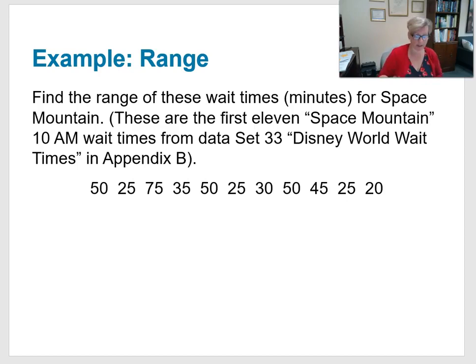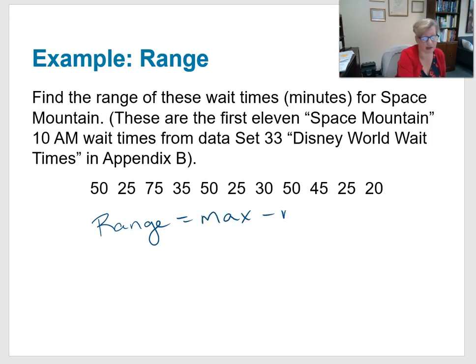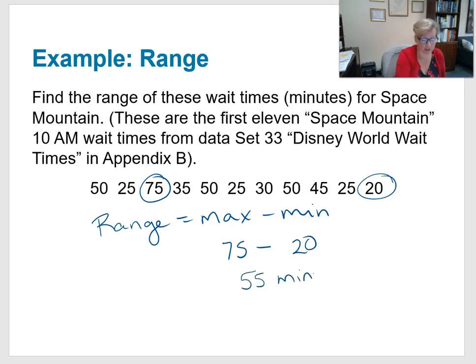So for an example, we'll go back to those Space Mountain times that we talked about in a previous lesson. If we want to find the range here, remember the range is just your maximum minus your minimum value. We knew 75 was the maximum, and we knew that our minimum value was 20. So you just subtract those. So 55 minutes is the range, which just means that from the lowest to the highest, there's a difference of almost an hour in wait times, which is quite a difference if you're talking about waiting in line for a ride.